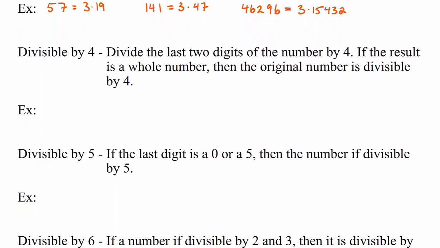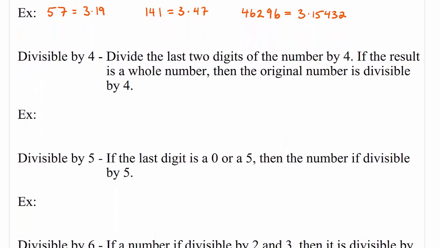Now, for a number to be divisible by 4, you could just see if it's divisible by 2 twice, or another way is if the last 2 digits are divisible by 4, then that number is divisible by 4. So as an example, if I had the number 212, looking at those last 2 numbers of 12, 12 is divisible by 4. Therefore, I know that this number is divisible by 4, and it is. It's 4 times 53.